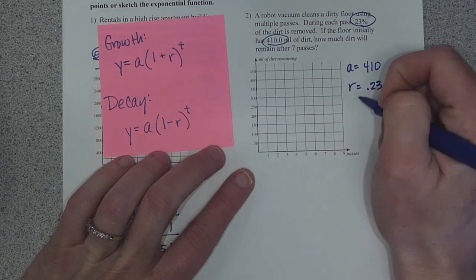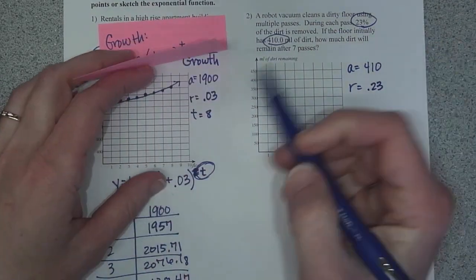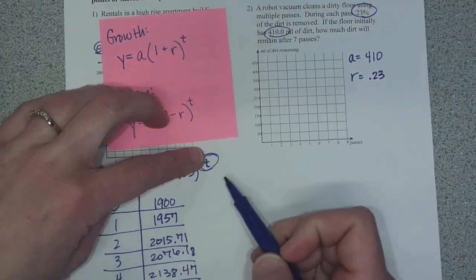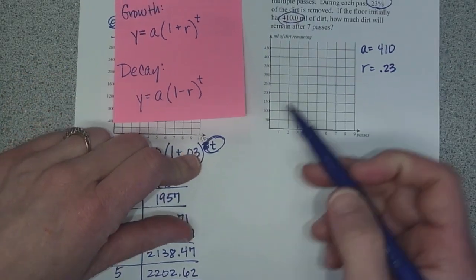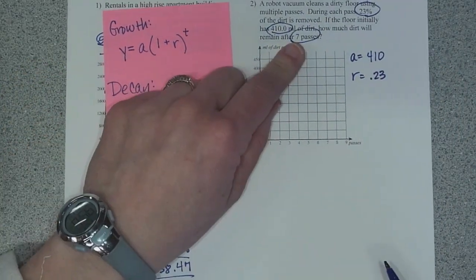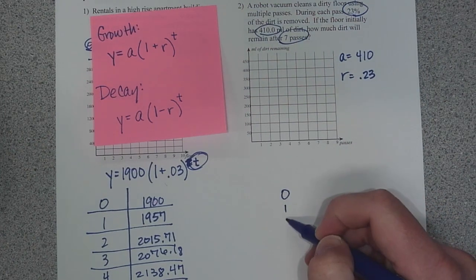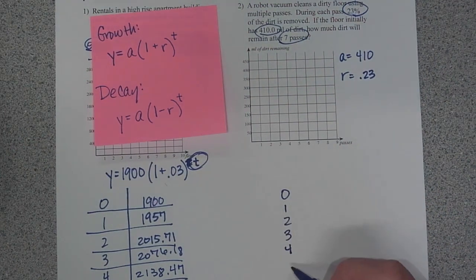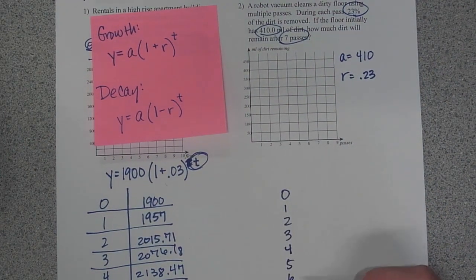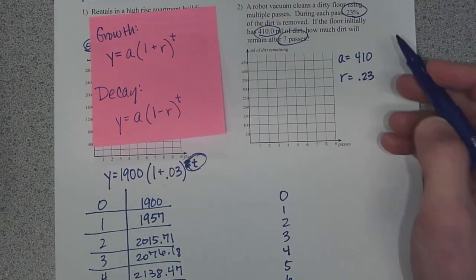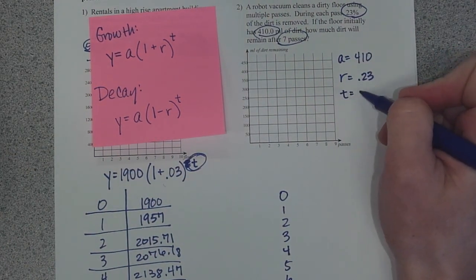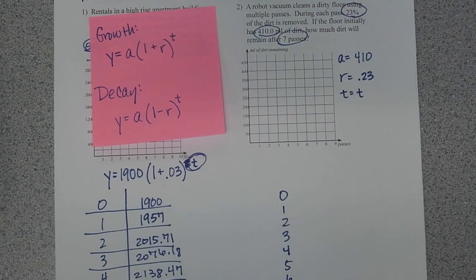And then finally, we're going to do the same thing as last time. We're just going to leave the t as a t, and we're going to know that we need to get our table all the way up to 7. So let me make my table: 0, 1, 2, 3, 4, 5, 6, 7. And then let's go ahead and build our formula. I'll just say t equals t, since we want multiple values for that.